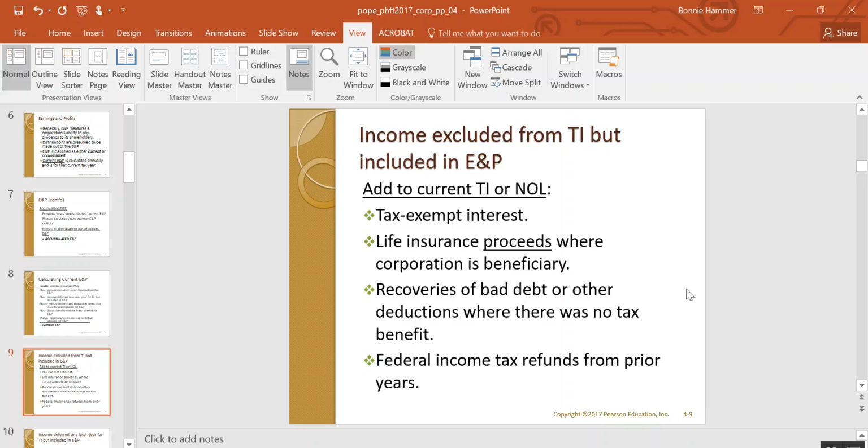You will start to see a theme here. Most of the items that either reduce or increase E&P are going to be perm differences, book-tax differences that you accounted for when you were calculating taxable income, like these first items here, and actually this last item. The recovery of bad debt is actually a temp difference.